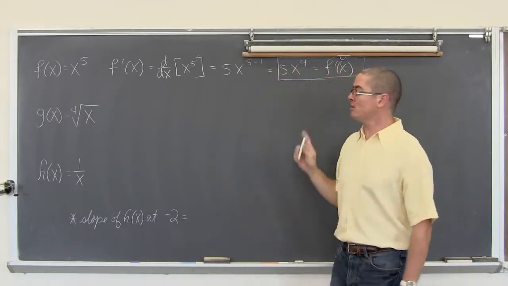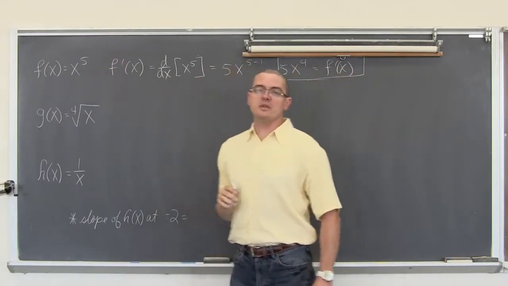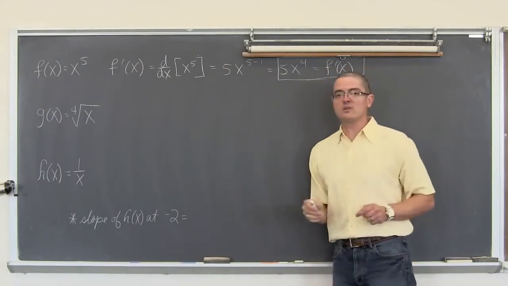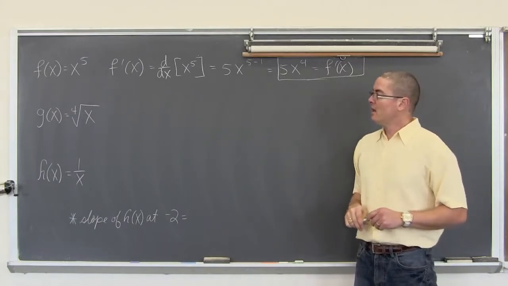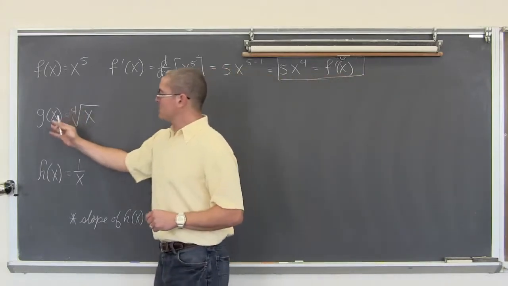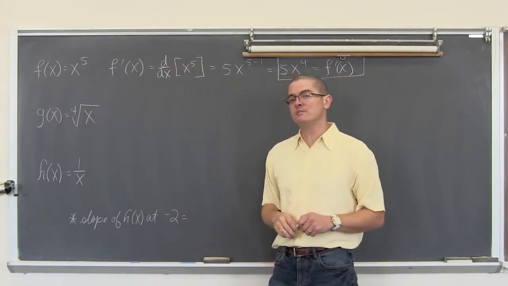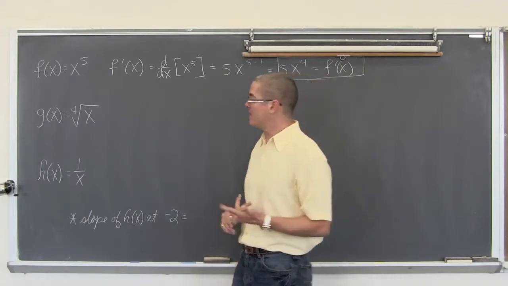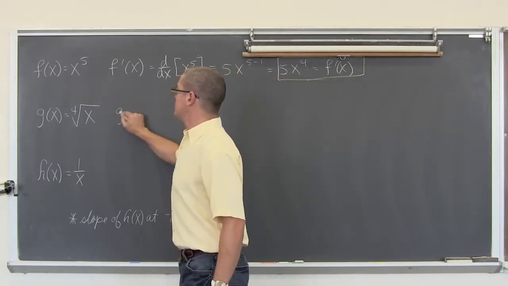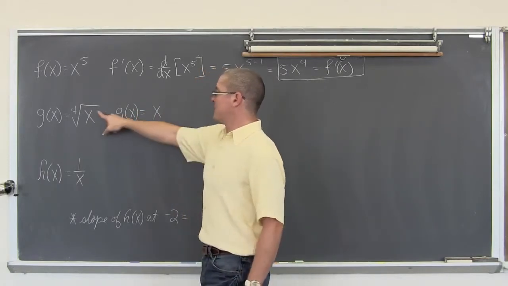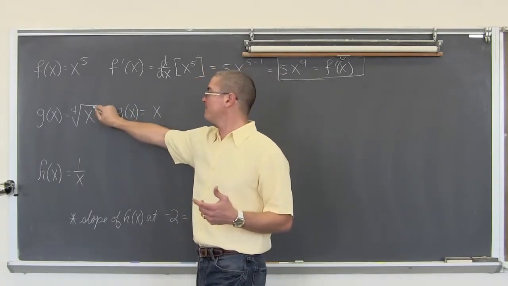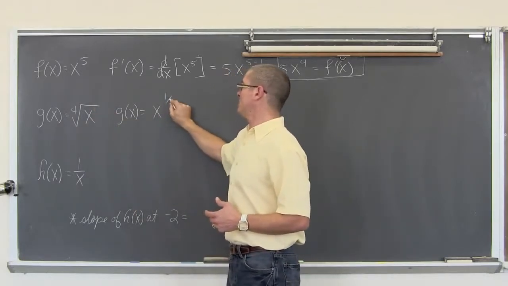This equation again will describe or give you the slope of that original function at any particular given value of x if you so desire. Here we have g of x is equal to the 4th root of x, and that can be rewritten as g of x is equal to x to the, now this x has a power of 1, so we're going to have x to the 1/4 power.